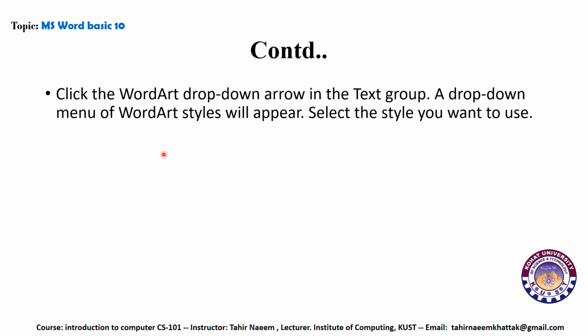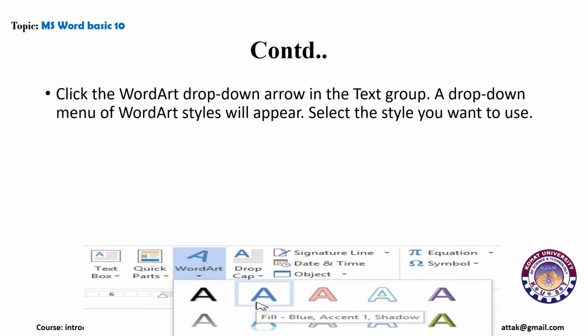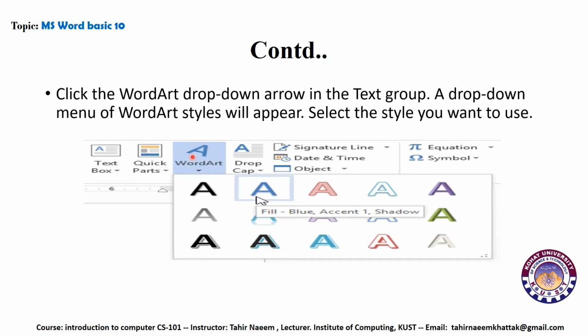Click the WordArt drop-down arrow in the Text group. A drop-down menu of WordArt styles will appear. Select the style you want to use. As you can see here, we click on it and different options open up, and if we move the cursor over it, as we have previously discussed, this is the fill color, WordArt, and blue accent is the style, and shadow is the feature.